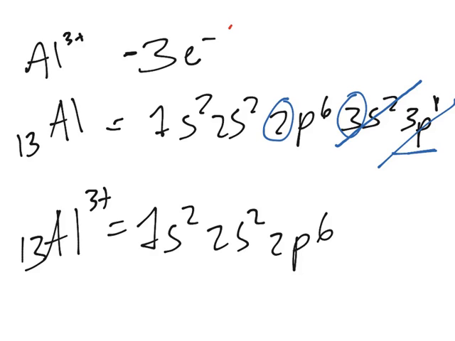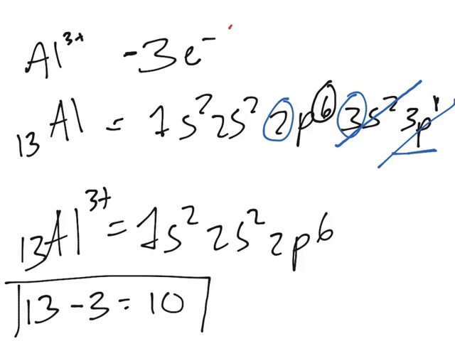A good way to make sure you did it right is to use the atomic number, in this case 13. If it's a cation, you subtract that 3, so it should be 10. We have 2 plus 2 is 4, plus 6 is 10. So it's right. But you have to be careful with which electrons you take out. You could have taken out three electrons from somewhere else, and you could say it's right, but it will not be as stable as it wants to be.